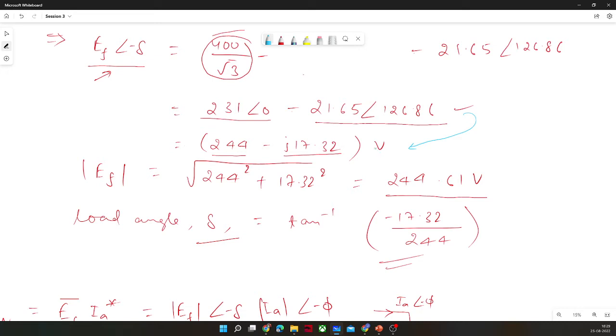Yes, sir. Okay. See, this was the VT, this was the IA axis, right? And if you break it, it will be broken into two components, 21.65 cos 126.86 plus J sine 126.86, right? Cos 126.86 would lead to some negative value, okay? And what exactly it would lead? Let me calculate it.